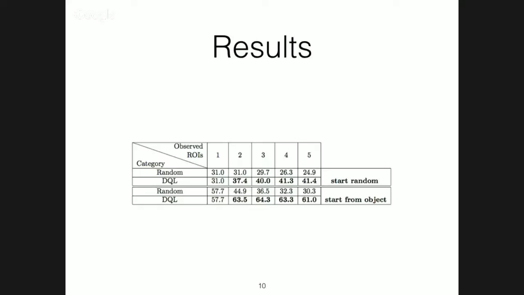From now on, the selection of the ROI is based entirely on the network. I don't tell it that it should be on the object or not. The performance of the random drops because it just moves around on the object and could go onto the background. But the DQL actually gets better over time. Somehow it tends to drop at the end, like for the 5th ROI in the bottom row, when it starts from the object, it tends to drop.